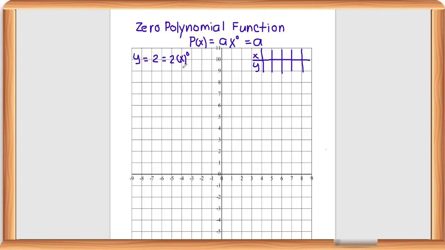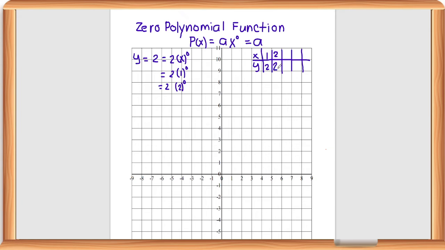If your x is 1, that means this is equal to 2 times 1 raised to the 0 power. And what is 1 raised to the 0 power? It is equal to 1. So this is 2 times 1, so this is 2. How about if x becomes 2? It is equal to 2 times 2 raised to the 0 power. And once again, from the zero rule of the exponent, any number raised to the 0 power is always equal to 1. So therefore, the answer is still 2.